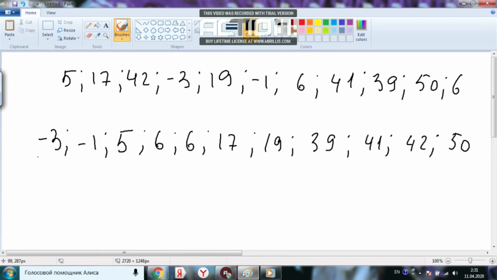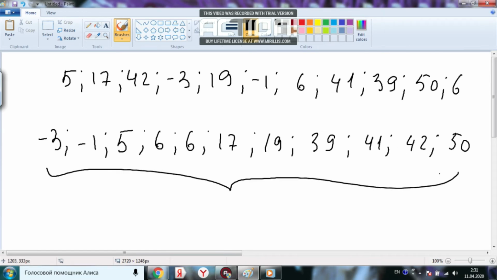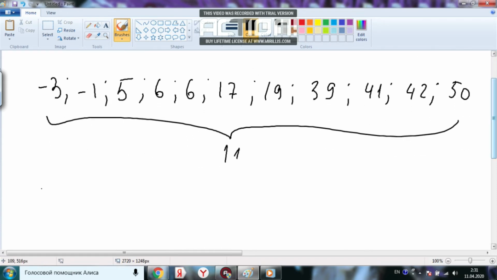And then count how many numbers we have in this set: 1, 2, 3, 4, 5, 6, 7, 8, 9, 10, 11. So in total, we have 11 numbers in this set. Next step will be dividing 11 by 2, which will be 5.5. And we should round this number to the nearest greatest integer, which will be 6.